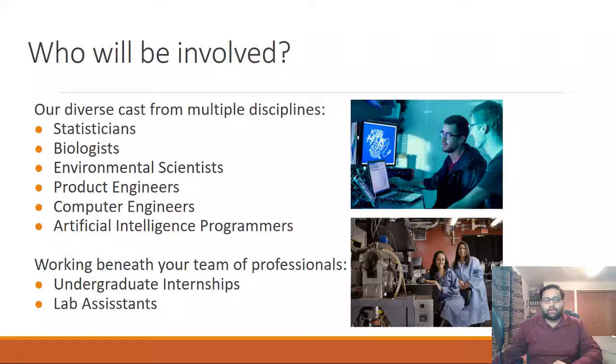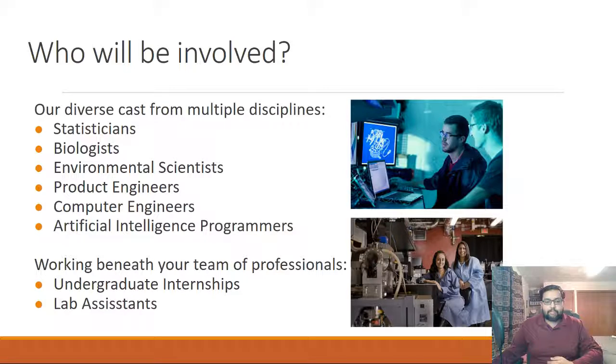So you may be wondering who exactly will be handling this daunting task. Our team of statisticians, biologists, environmental scientists, product engineers, computer engineers, and artificial intelligence programmers will be the ones to handle this process. We want to promote a diverse work environment because diverse backgrounds mean having a more comprehensive and multi-perspective view of the problem. Another goal of the Foundation is to promote a greater workforce. Not only will we be taking experts from the field, but we will also be offering opportunities to undergraduates in the form of internships and lab assistantships.